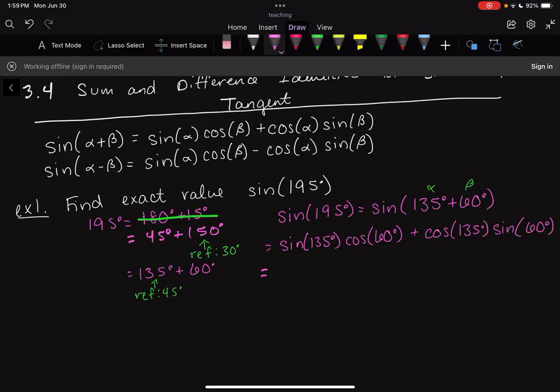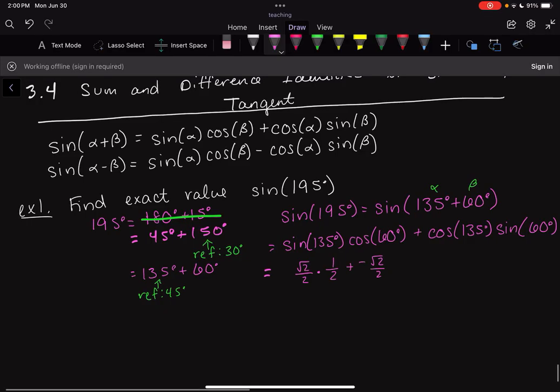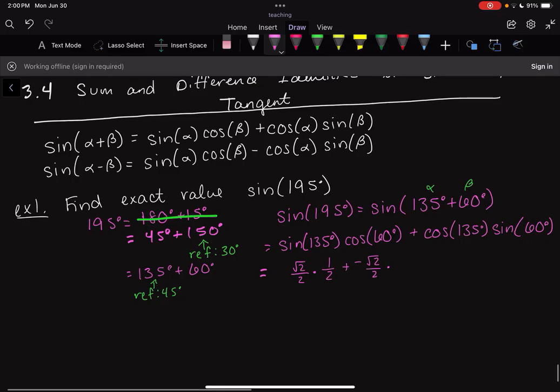Simplifying here, sine of 135 is root 2 over 2, but it's in quadrant 2, so that's going to make it positive. Cosine of 60 degrees is 1/2. Cosine of 135 would be root 2 over 2, the same as cosine of 45. However, it's in quadrant 2, which makes it negative. And sine of 60 degrees would be square root 3 over 2.